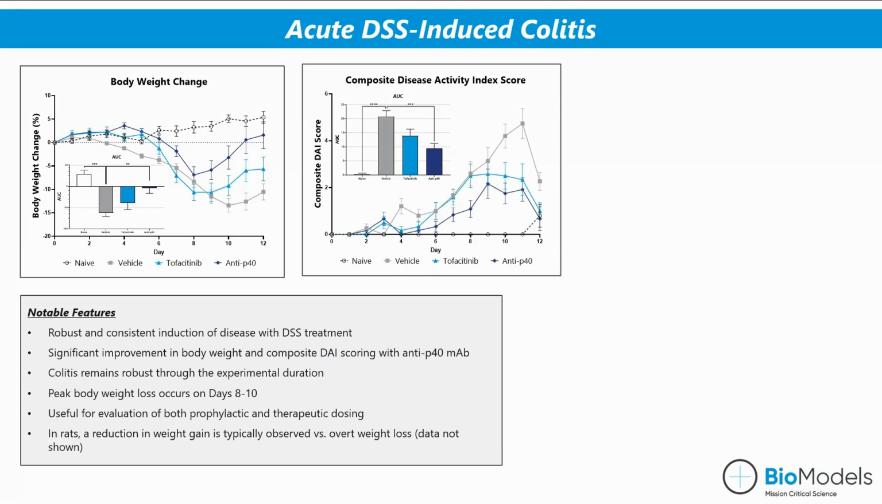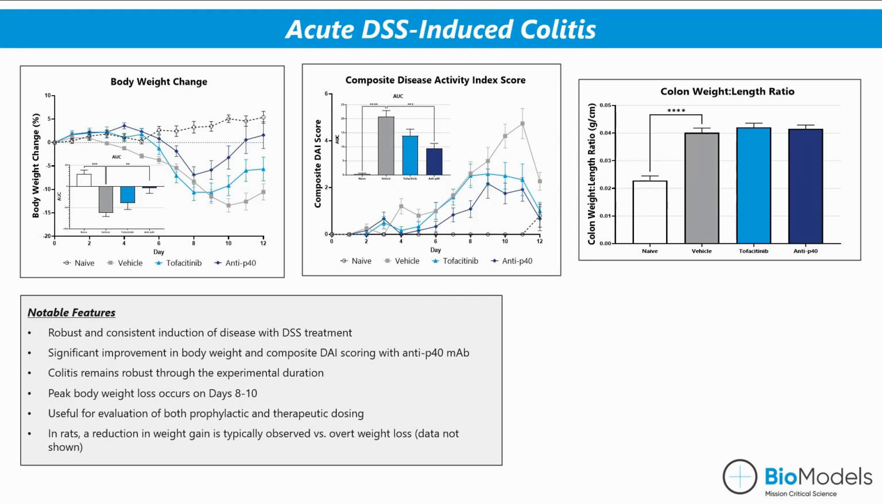We see a significant increase in composite DAI scoring in the DSS-treated vehicle group compared to the naive control animals, and a significant decrease in composite DAI scoring when animals are treated with anti-P40. And also a trend towards a reduction in scoring when animals are treated with tofacitinib. And looking at the terminal colon weight length ratio, DSS results in significant increase in the ratio compared to the naive animals by day 12, but no improvements with reference compounds were observed at this particular time point.